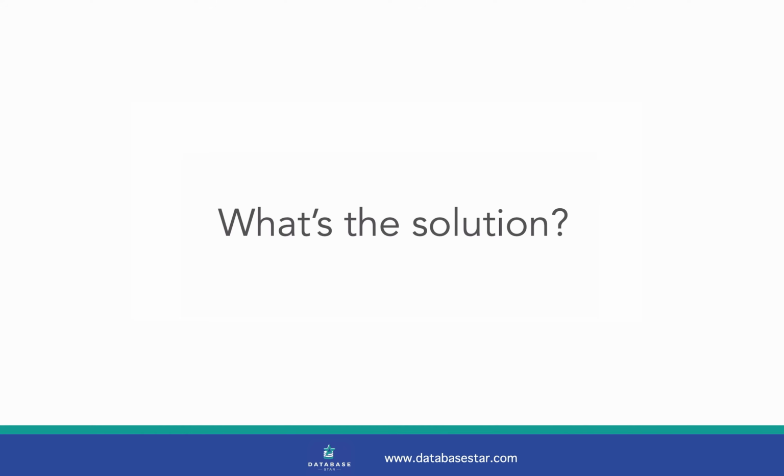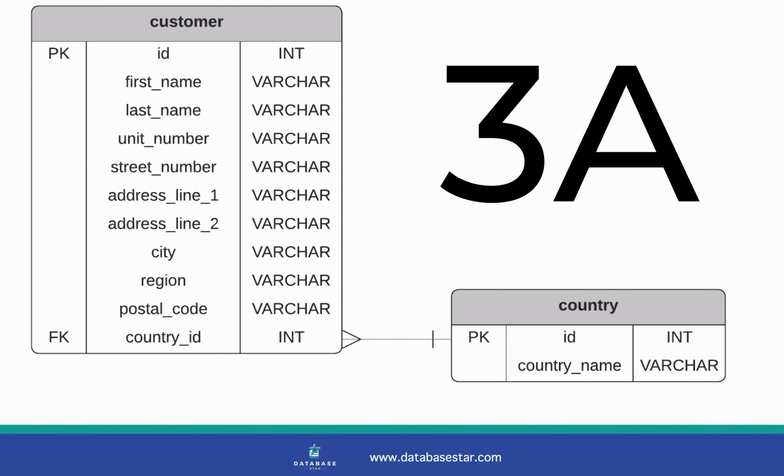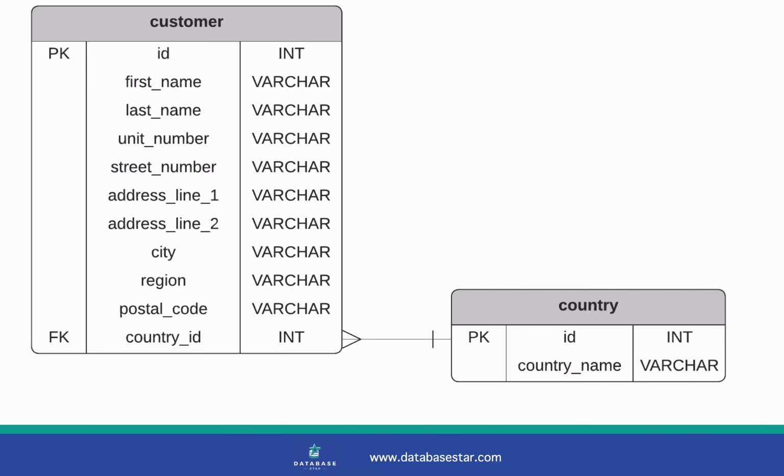So what's the solution to all of this? There is a better way, and this is to store each component of the address in separate fields. Here is what it could look like. Instead of a single field for address, we have a field for unit number. This could be a single number such as 2, or a number with a letter such as 3A, or a range such as 3 to 4. This would be a character field as it's possible for this to include letters.